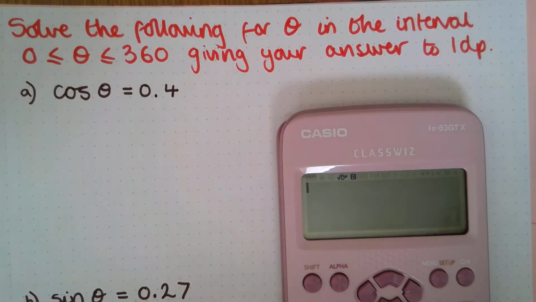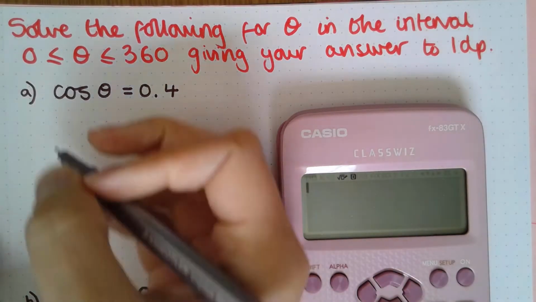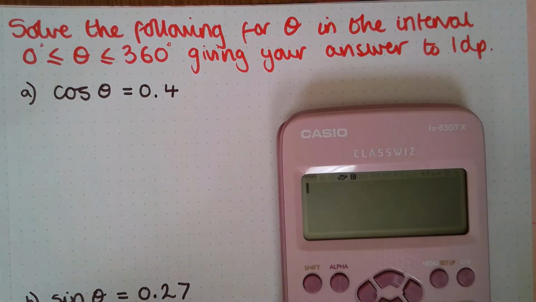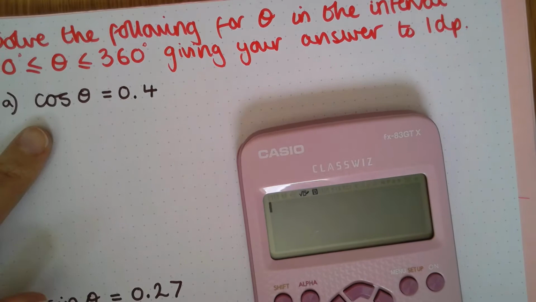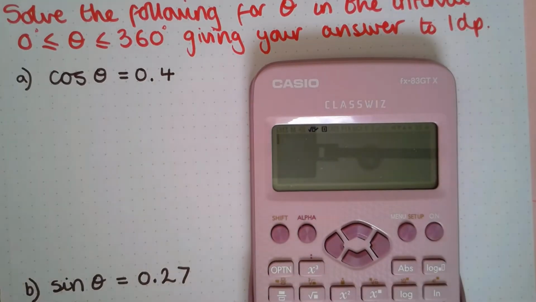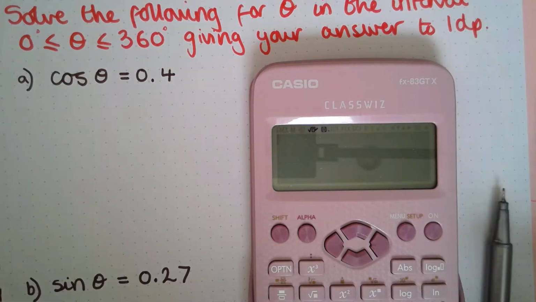Look at solving basic trig equations within an interval. Okay, so solve the following for theta in the interval where theta is between 0 degrees and 360 degrees, giving your answer to 1 decimal place. So our first question is cos theta equals 0.4. So make sure we've got our calculator in degrees.